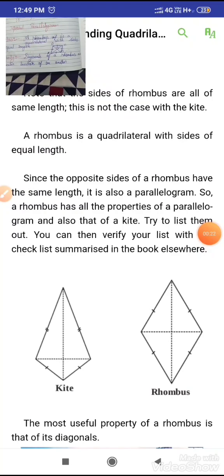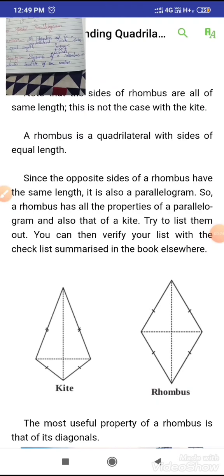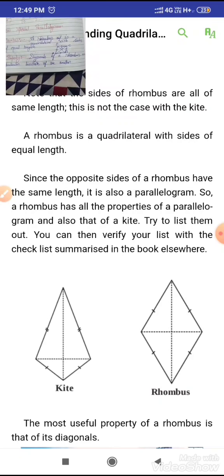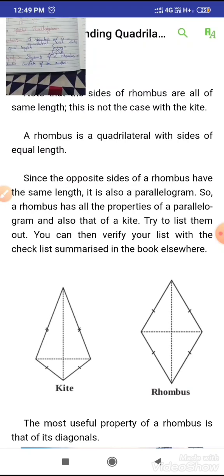So what is a rhombus? A rhombus is a quadrilateral with sides of equal length. Since the opposite sides of a rhombus have the same length, it is also a parallelogram. So, a rhombus has all the properties of a parallelogram and also that of a kite.